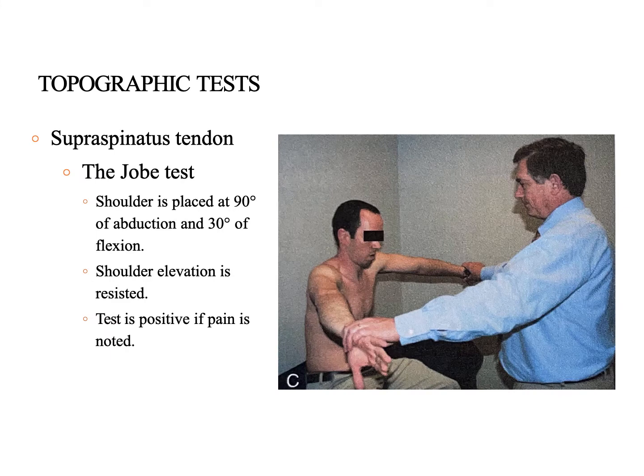Then let us move on to topographic tests to localize the site of lesion. For supraspinatus tendon, we do Jobe's test. The shoulder is placed at 90 degrees of abduction and 30 degrees of flexion. Shoulder elevation is restricted. Test is positive if the pain is noted.